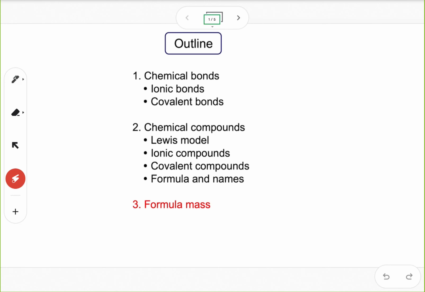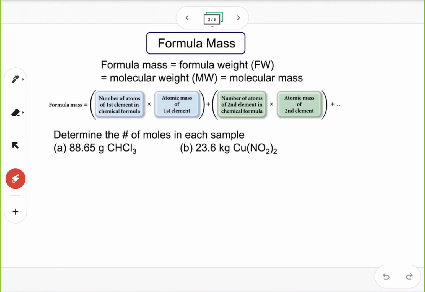Hello everybody. In this video we're going to discuss the third topic of chapter 4, formula mass. We'll discuss how we calculate the formula mass for compounds according to their formulas, and then how we calculate the mass percent, and then how we come up with the formula based on the experimental mass percent data. Okay, let's take a look at this example.